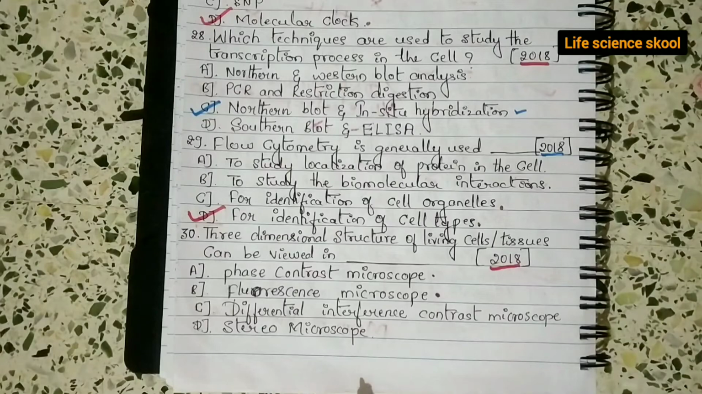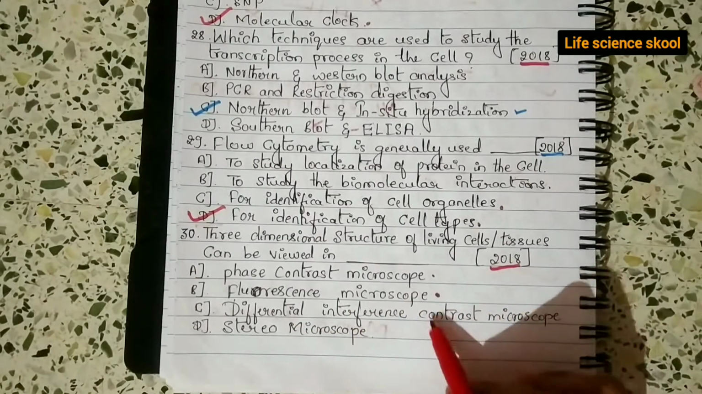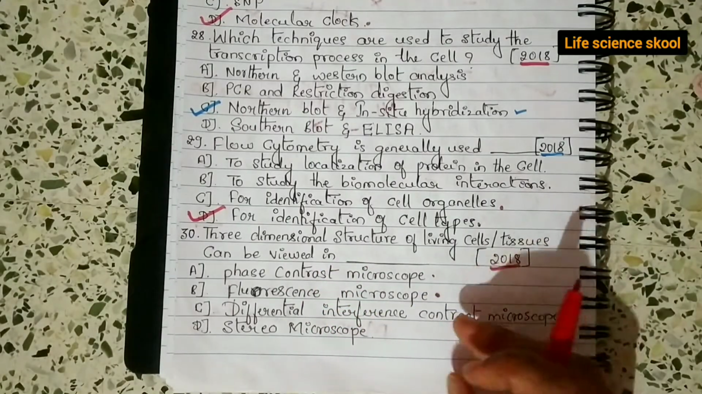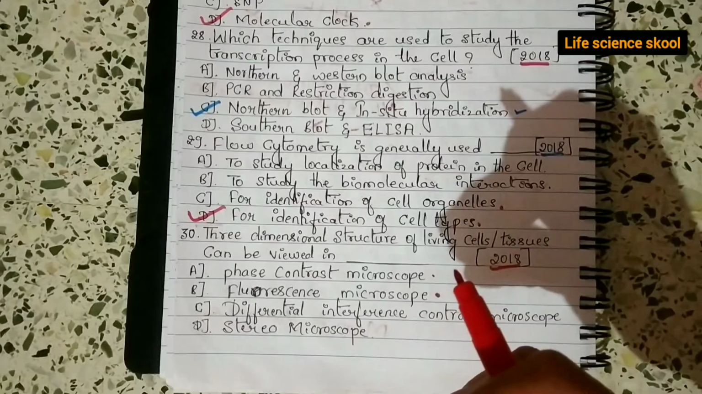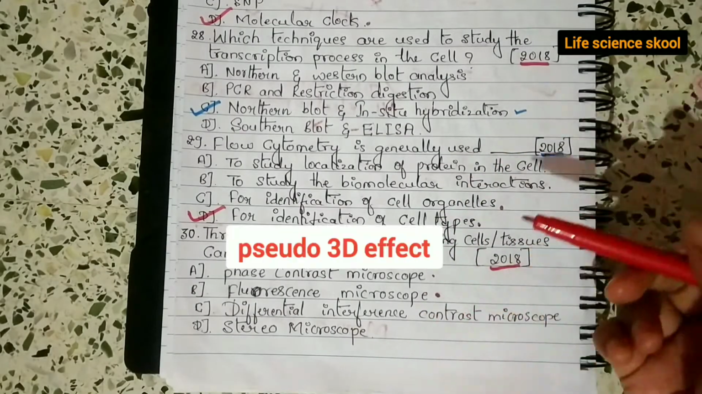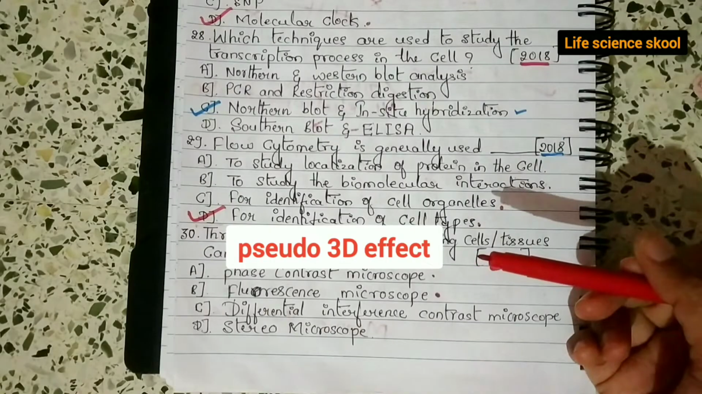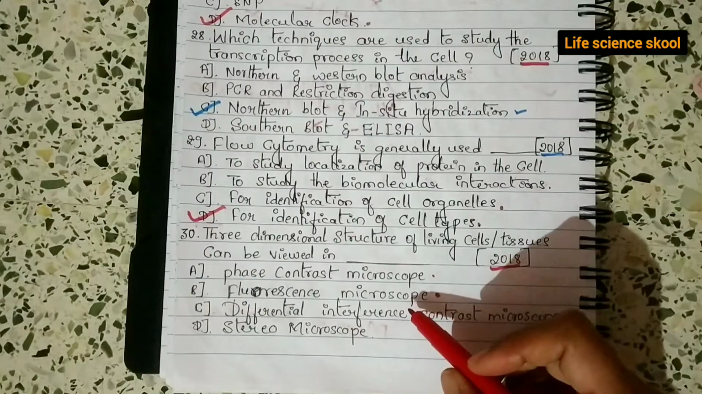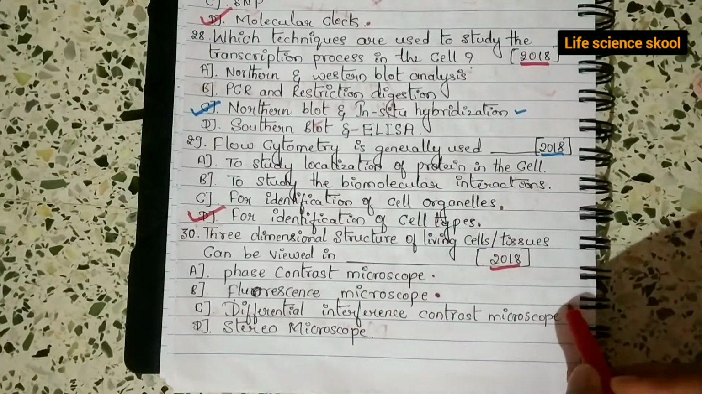The next option is the differential interference contrast microscope. As the name indicates, and as I explained for phase contrast, you can think of the contrast here. This one gives a 3D effect, but that means a pseudo 3D effect for transparent and colorless specimens, not exactly the three-dimensional structure. So that's why this is also not a correct answer.